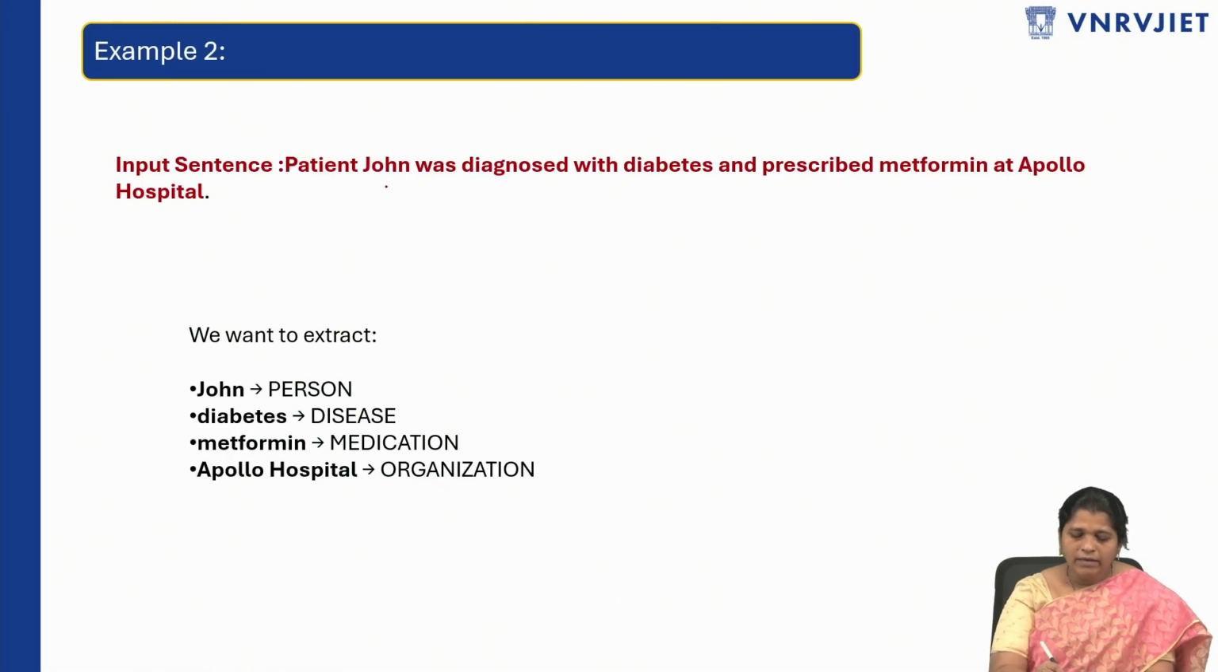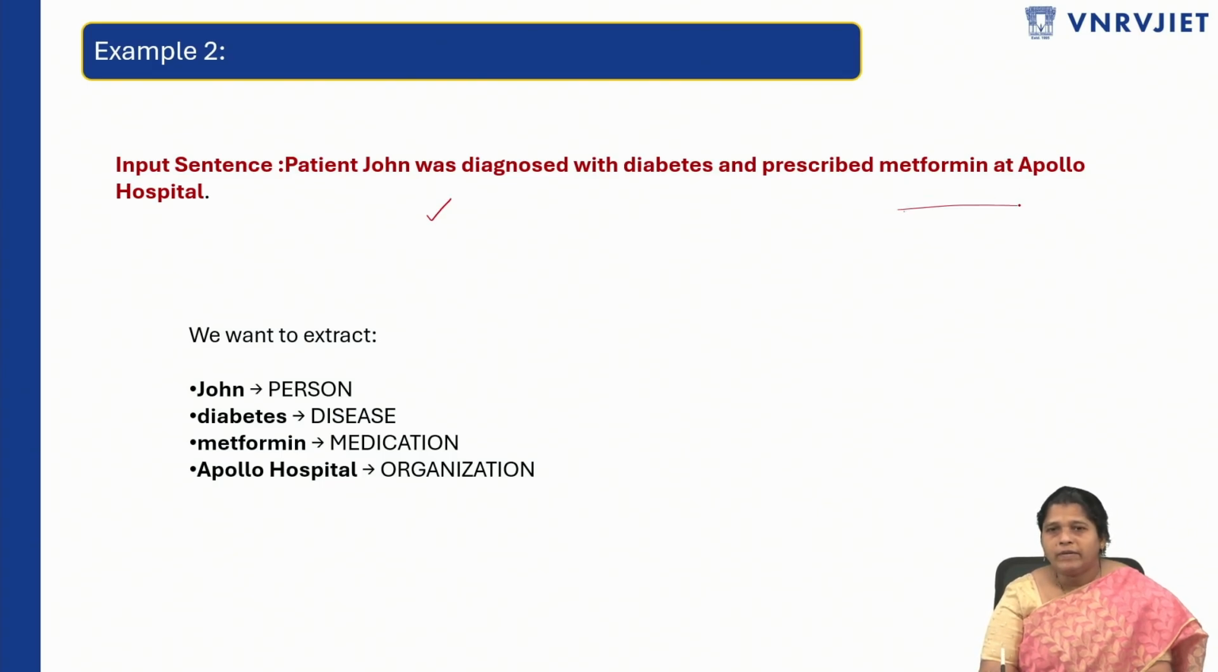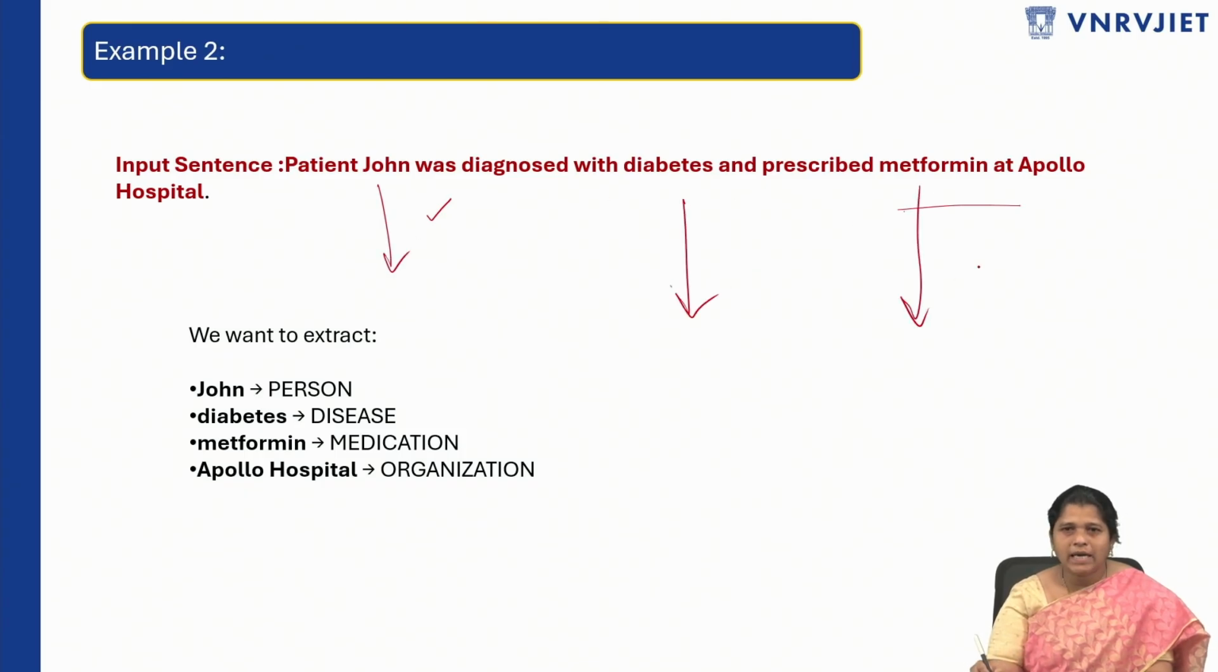Similarly, you can also have an input sentence: Patient John was diagnosed with diabetes and prescribed metformin at Apollo Hospital. So we have the illustration where we need to extract John as the person, the diabetes he has been diagnosed with, the tablet he has used, and the organization where all this was done.